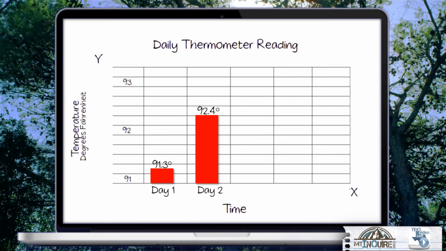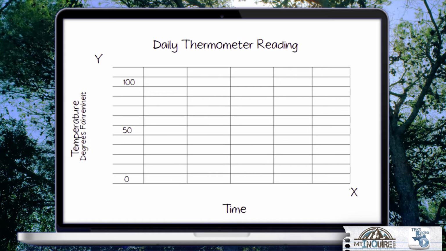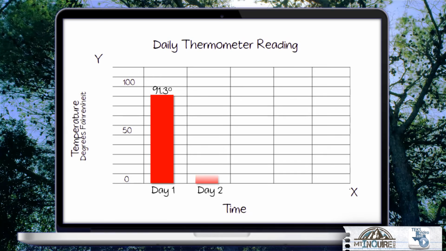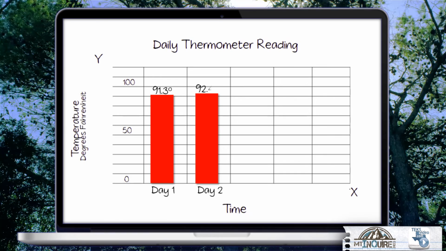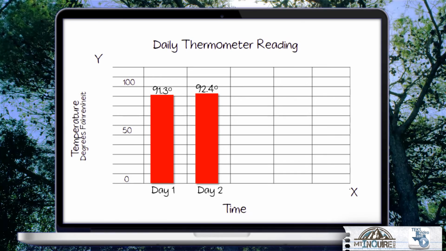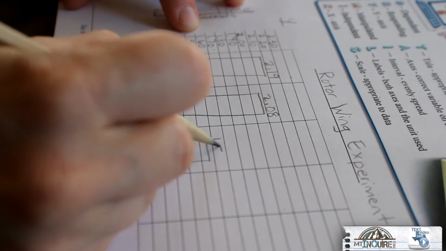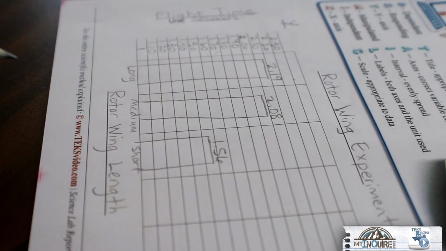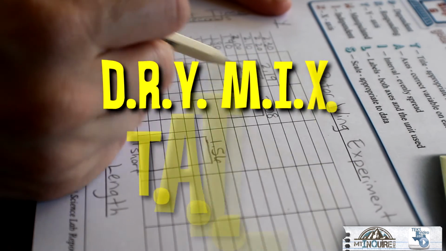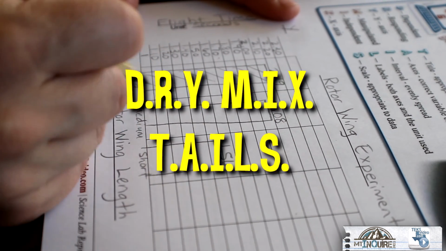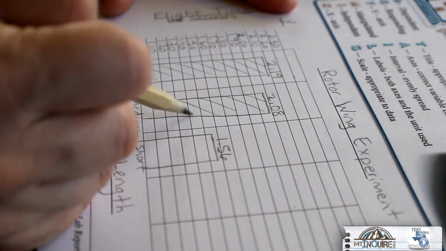However, if I take the same data and plot them on a graph whose scale is 0 to 100, then it appears that there was very little change in the temperature between the 2 days. When graphing, it is important to consider how best to accurately portray your data in a clear way. Thus, by using DRY MIX TAILS, you can accomplish a well-produced graph every time.